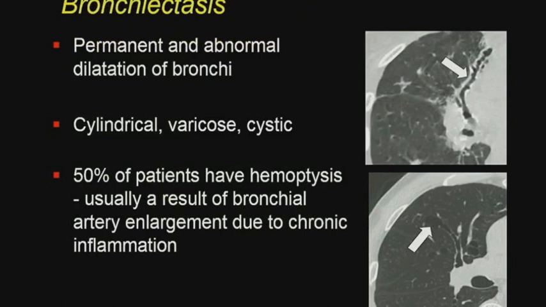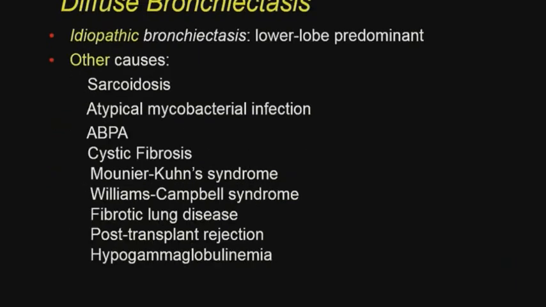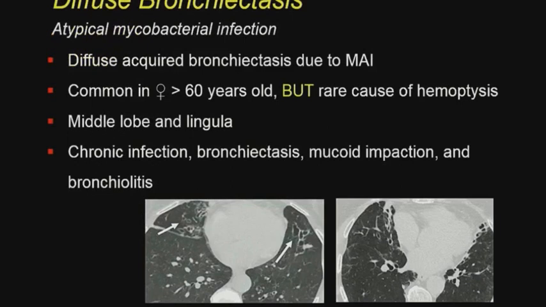So what is bronchiectasis? It's permanent and abnormal dilatation of the bronchi that can be of three major types: cylindrical, varicose, and cystic. And 50% of patients have hemoptysis, which is quite a large number. So every second patient with bronchiectasis will have at least one episode of hemoptysis. Usually it's a result of bronchial artery enlargement due to chronic inflammation of the wall. The idiopathic bronchiectasis are quite common, and they have a lower lobe predominance. And there are multiple other causes of bronchiectasis with various distribution within the lungs.